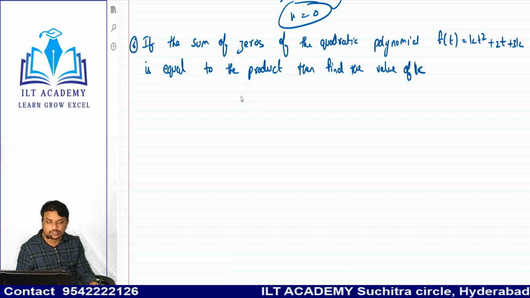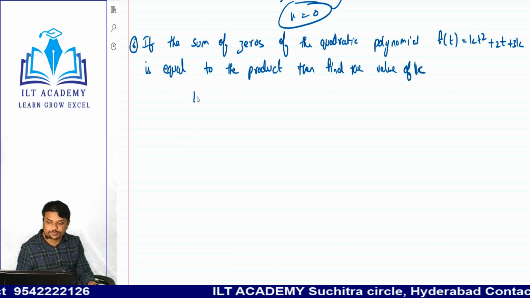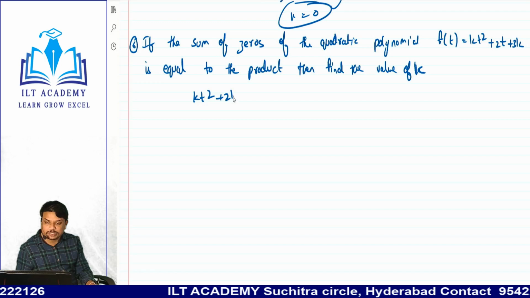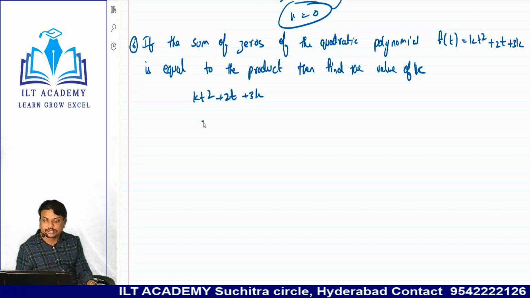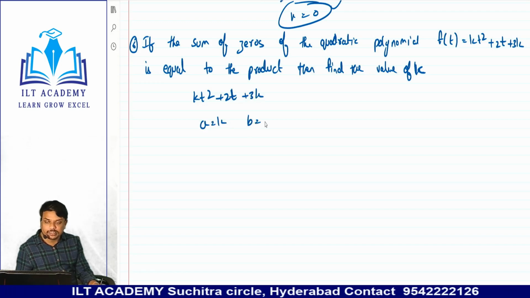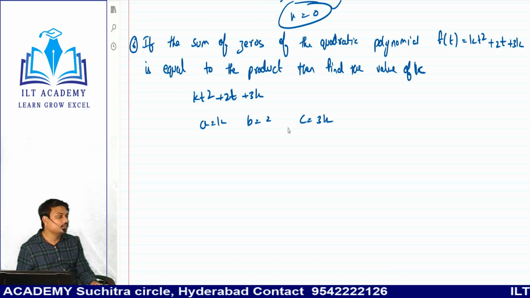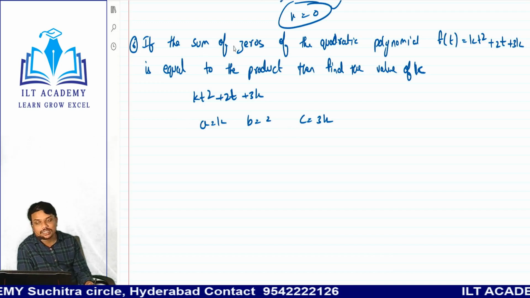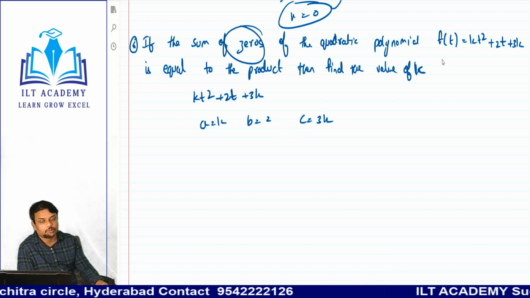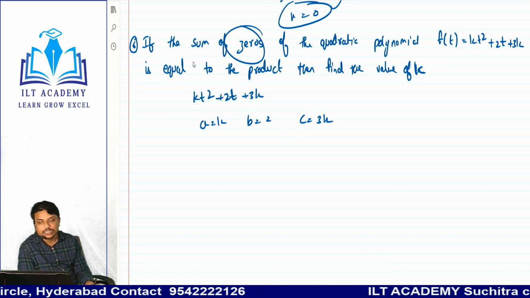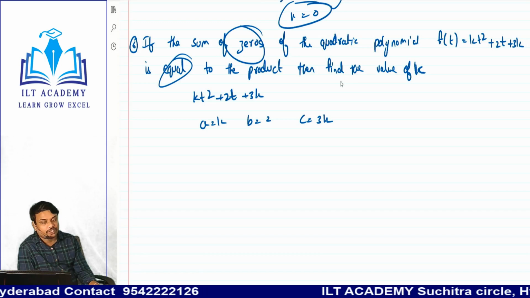Here, kt square plus 2t plus 3k. Now a value is k. b value is 2. c value is 3k, right? This we are having. Now what they are telling, if the sum of the zeros of the quadratic polynomial is equal to the product, then find the value of k.